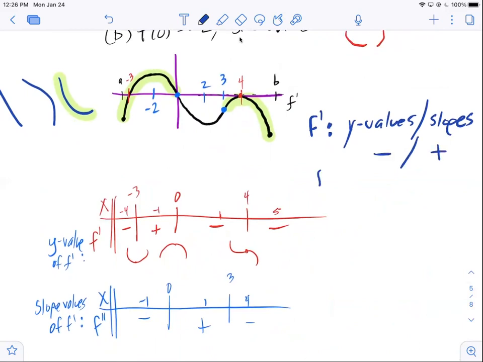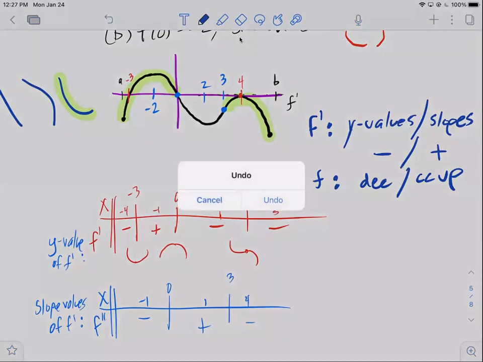When I make the shift, it's me basically translating it to what f is doing. If my y values are negative, it's decreasing. And if my slope values are positive, it's concave up. So that's where I make the shift, okay? Does everyone understand what I'm doing? Negative y values, positive slopes. So I just tell myself negative, positive, negative, positive. Oh, that's decreasing concave up.